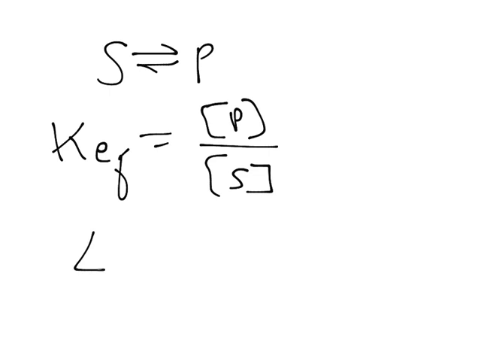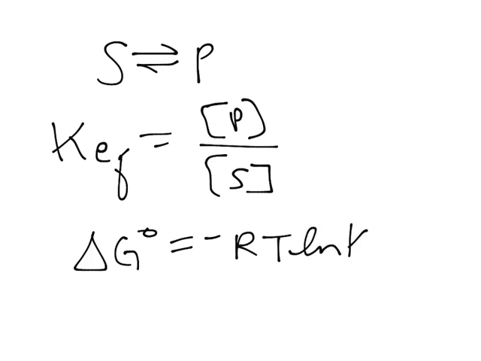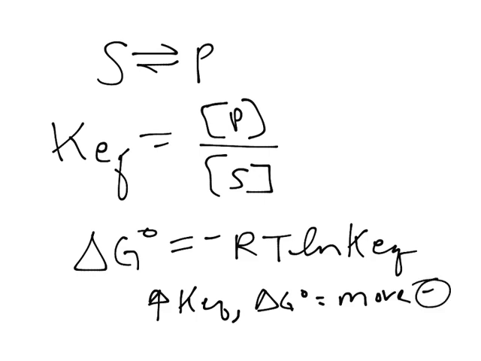Then we could say the free energy for that process, the standard state free energy, is minus RT natural log KEQ. And we know that as you increase KEQ, delta G naught becomes more negative, which is a more spontaneous reaction. It's a reaction where the equilibrium position has more product than reactant. But it tells us nothing about how fast the substrate gets converted into product.